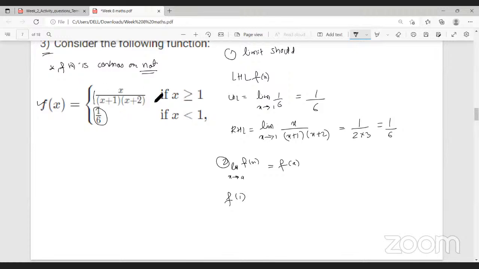This is a function, right? At x equal to 1, I can put directly 2 into 3, that is 6. So I can say this function is continuous, right? Yes, sir.